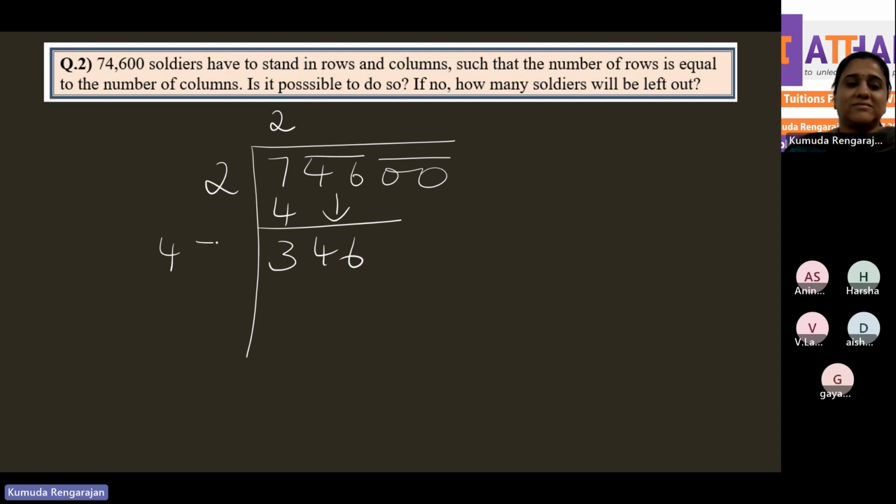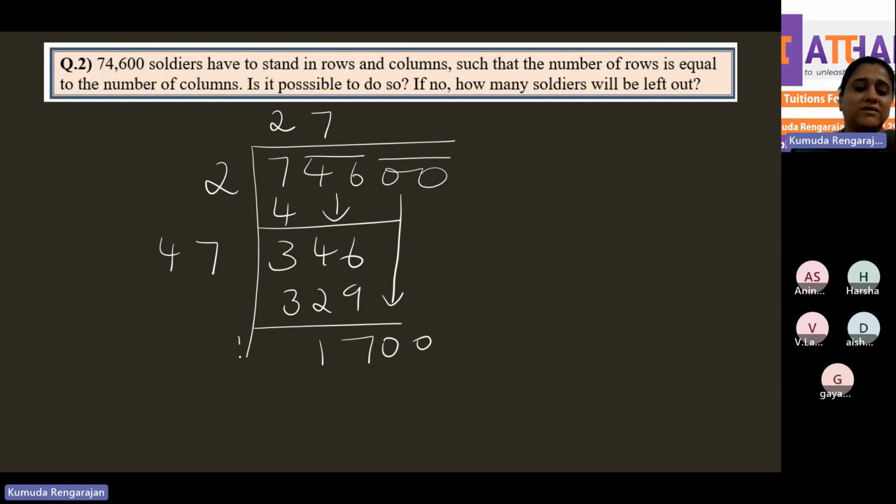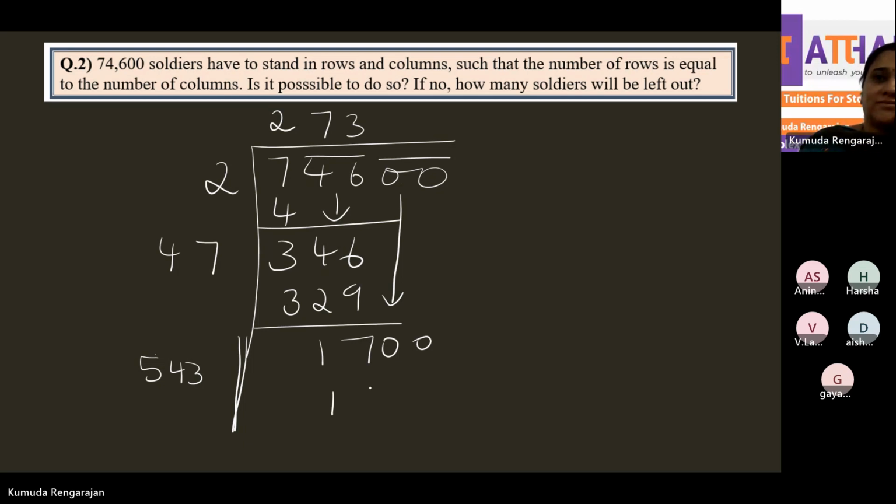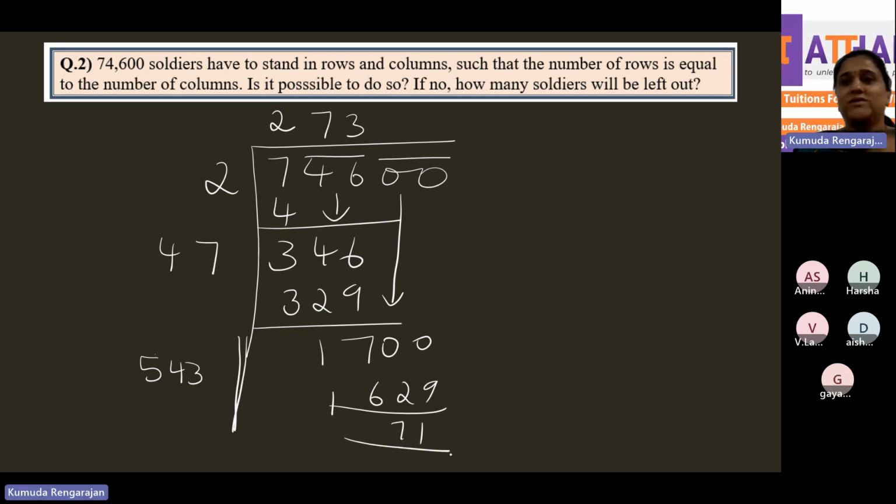And 7. Then 47. 3 2 9. Then I got 1,700. 17 is a remainder and 0 comes down. Very good. Very good, Surya.